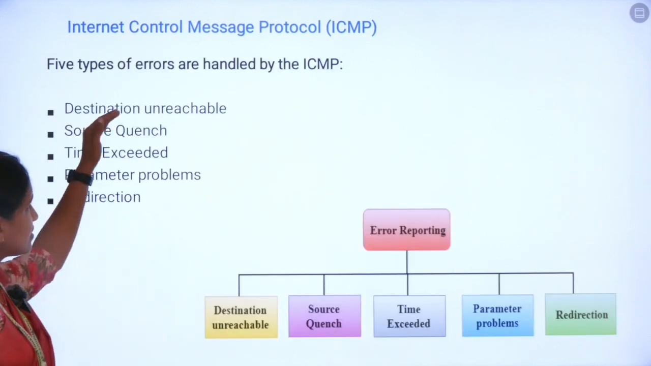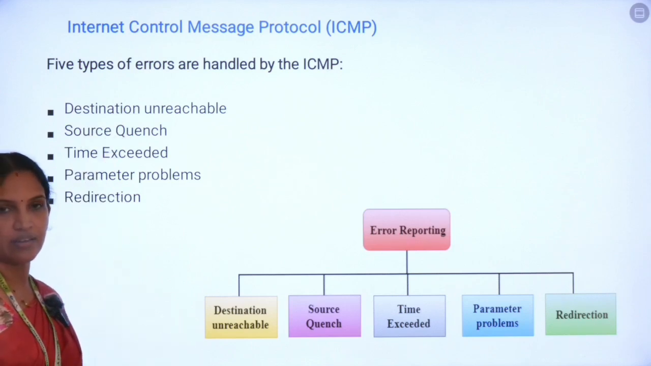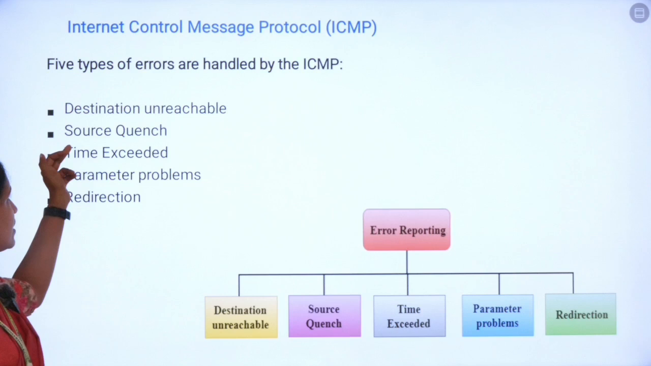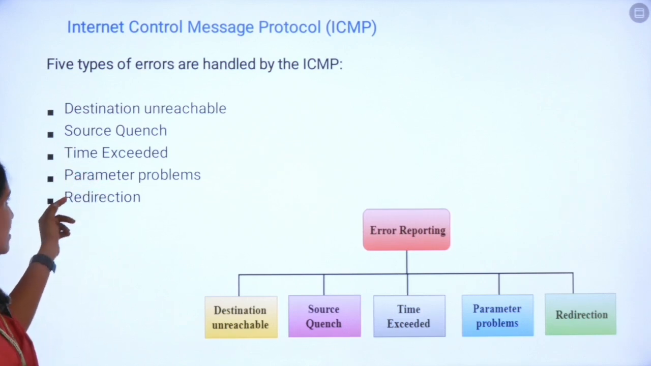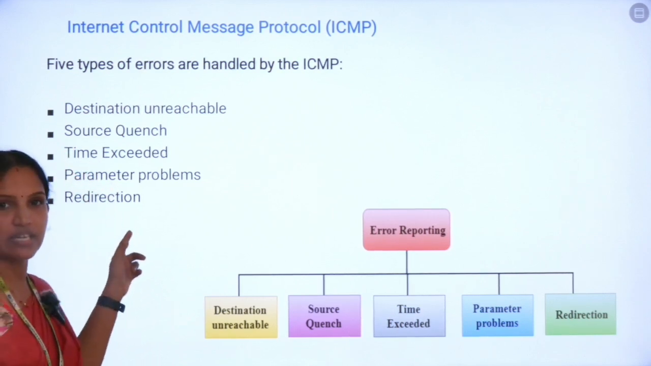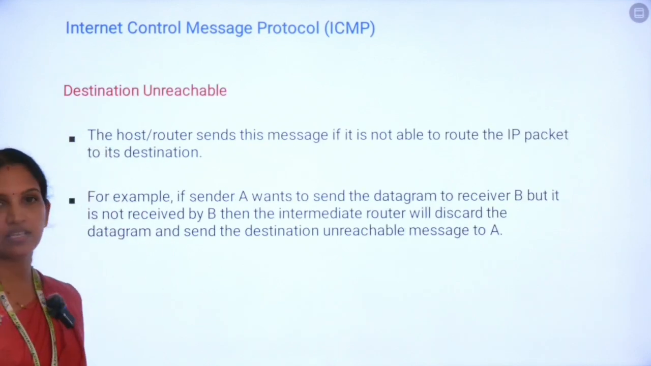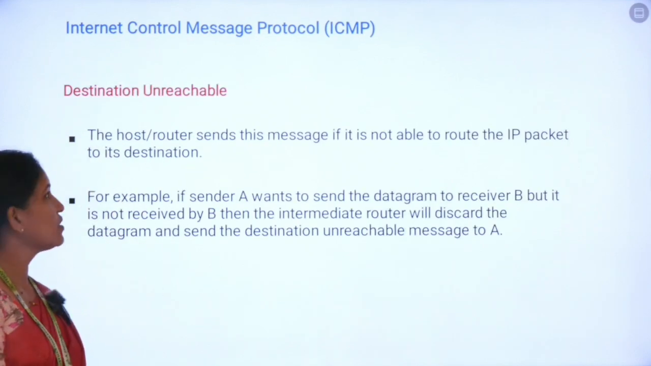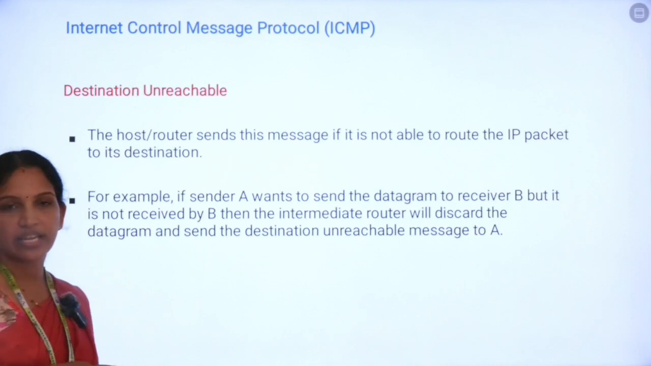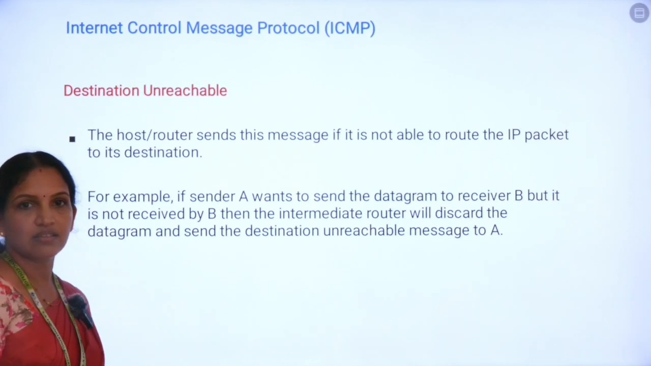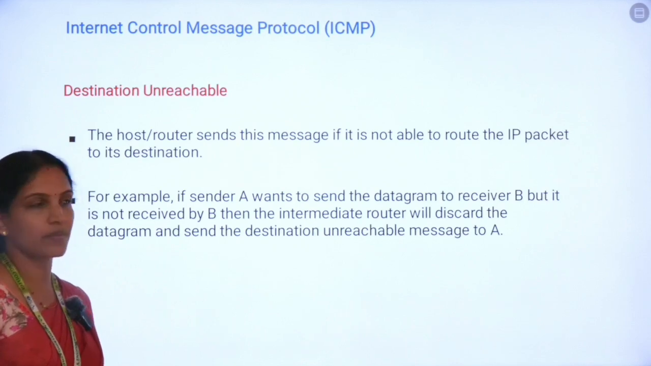Now these are the types of messages that are handled by ICMP. Destination unreachable, source quench, time exceeded, parameter problems and redirection. First message, destination unreachable. That means when the destination or the receiver is unreachable or it is not responding, then this message will be generated.